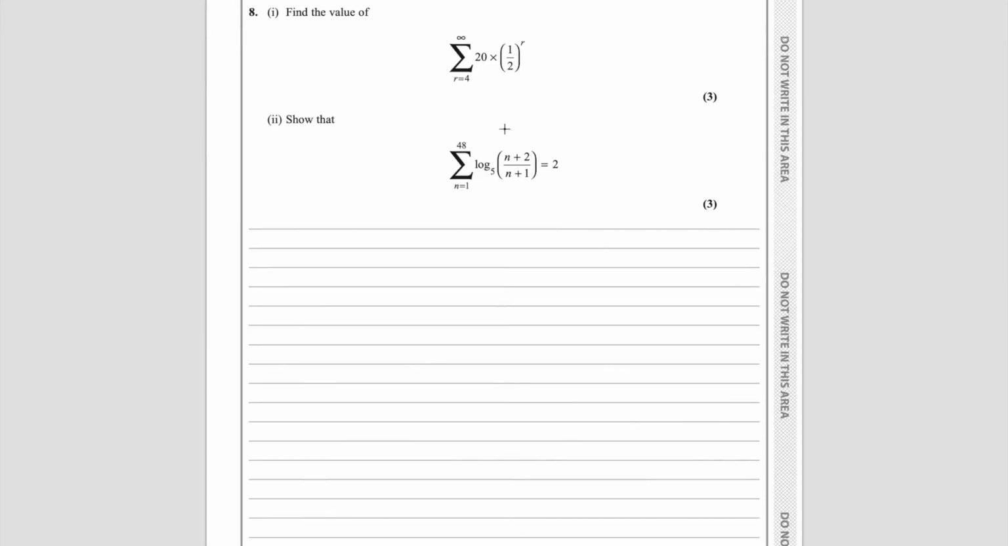Question number 8 is quite a tricky one. It's all about summations. In part I, what we're asked to do is find the sum to infinity from r equals 4 to infinity of 20 multiplied by a half to the power of r.